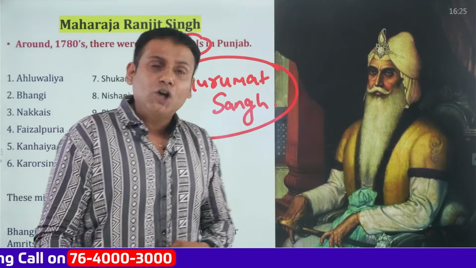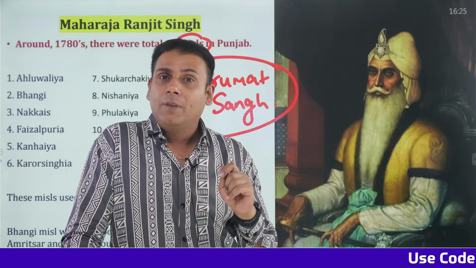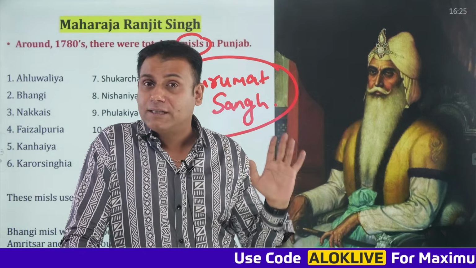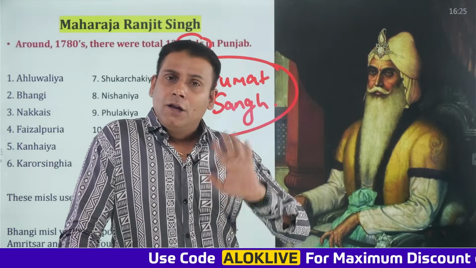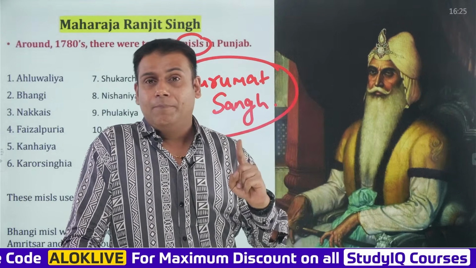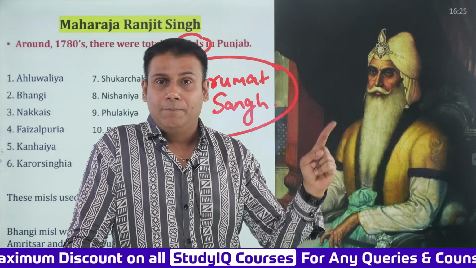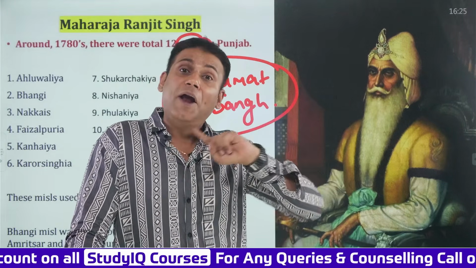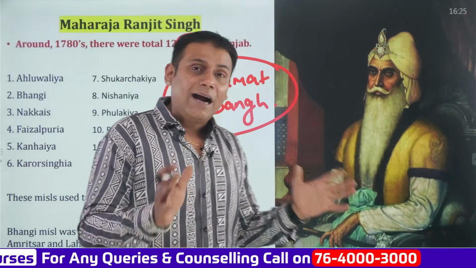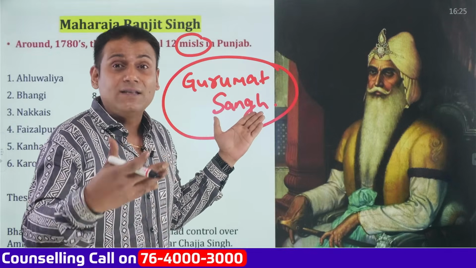Now, totally there were 12 misl that were operative in the region of Punjab. Misl is an Arabic word which basically means equals. Now, the chief of the misl would be chosen by the members of the misl. Every member has an equal say in the decision making of the misl. The misl are not going to interfere in each other's administrative affairs. And the central administration of all the 12 misl would be taken care of by Guru Mat Sangh.